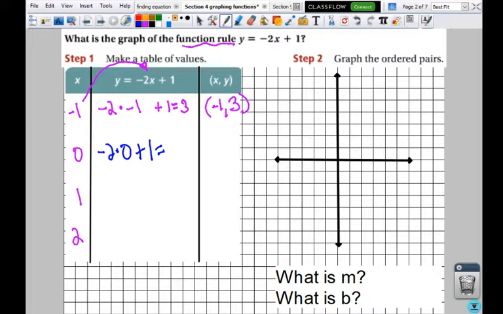Thank you. Alright, so I plug in 0 and I get 1. So let me go back here. I got 1 out of it. So my x, y, I put 0 in for my x. I got 1 for my y. I'm going to graph that point once I'm done with my table.